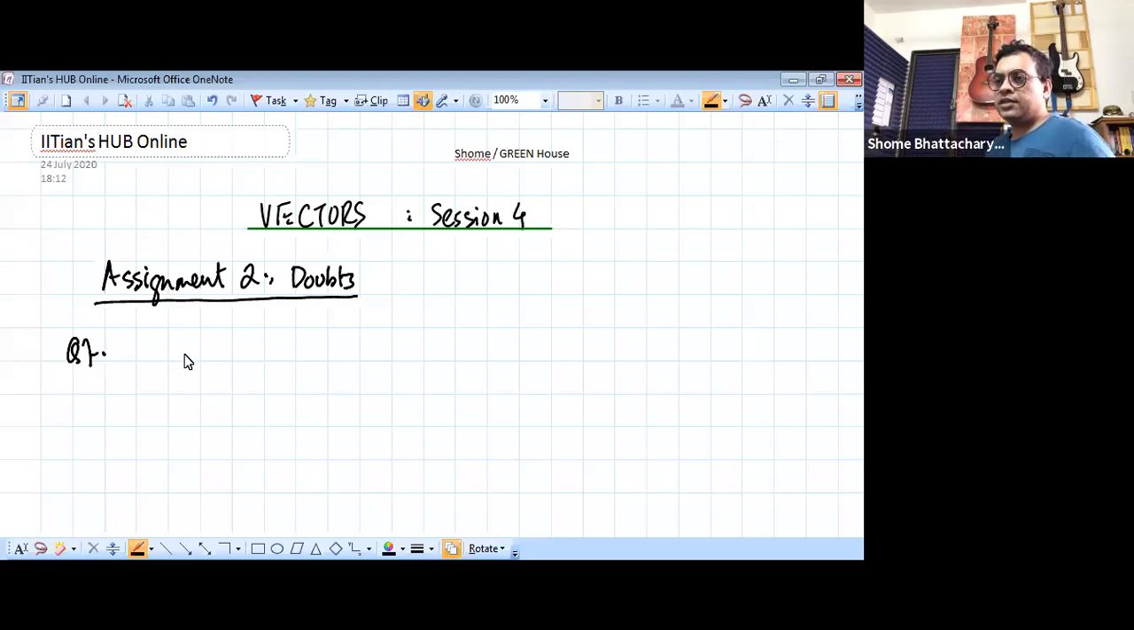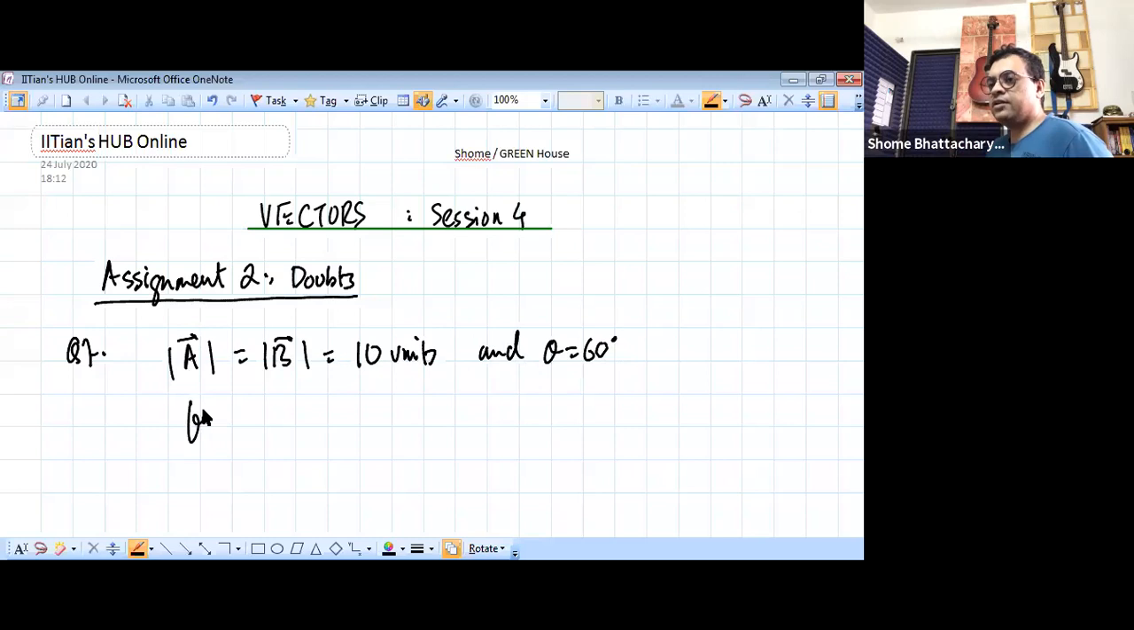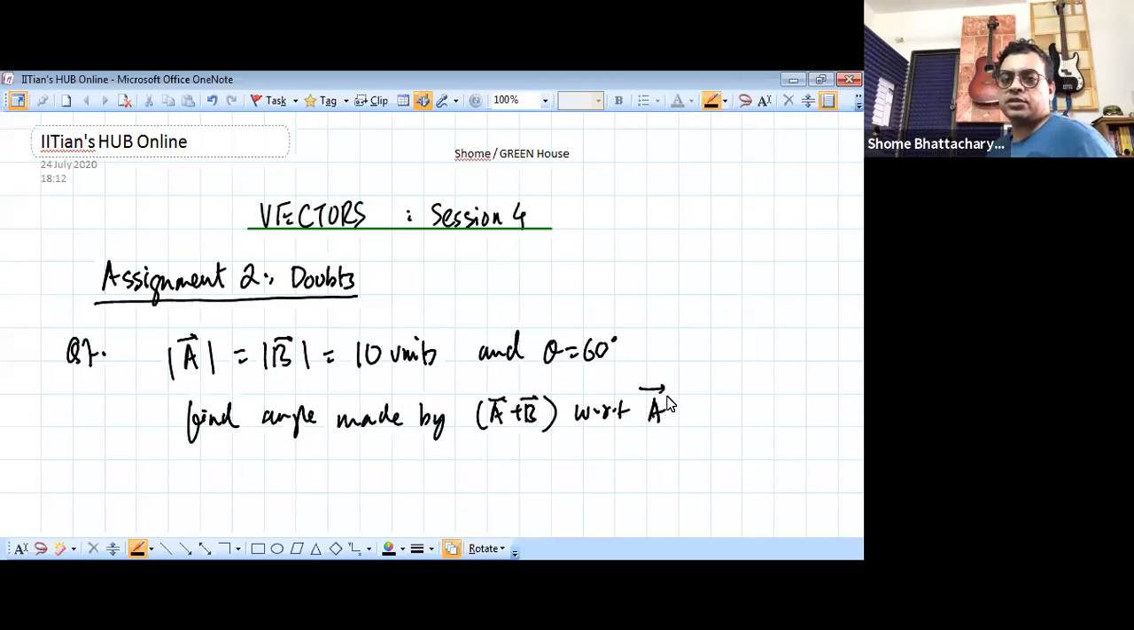Okay. So it's like this, that magnitude of vector A is equal to magnitude of vector B, which is equal to 10 units, and the angle theta between them is equal to 60 degrees. So this is already information in the 6th question. Now the 7th one is asking to find the angle made by the resultant of A and B, that is A plus B, with respect to the first one. That is what the question is asking.